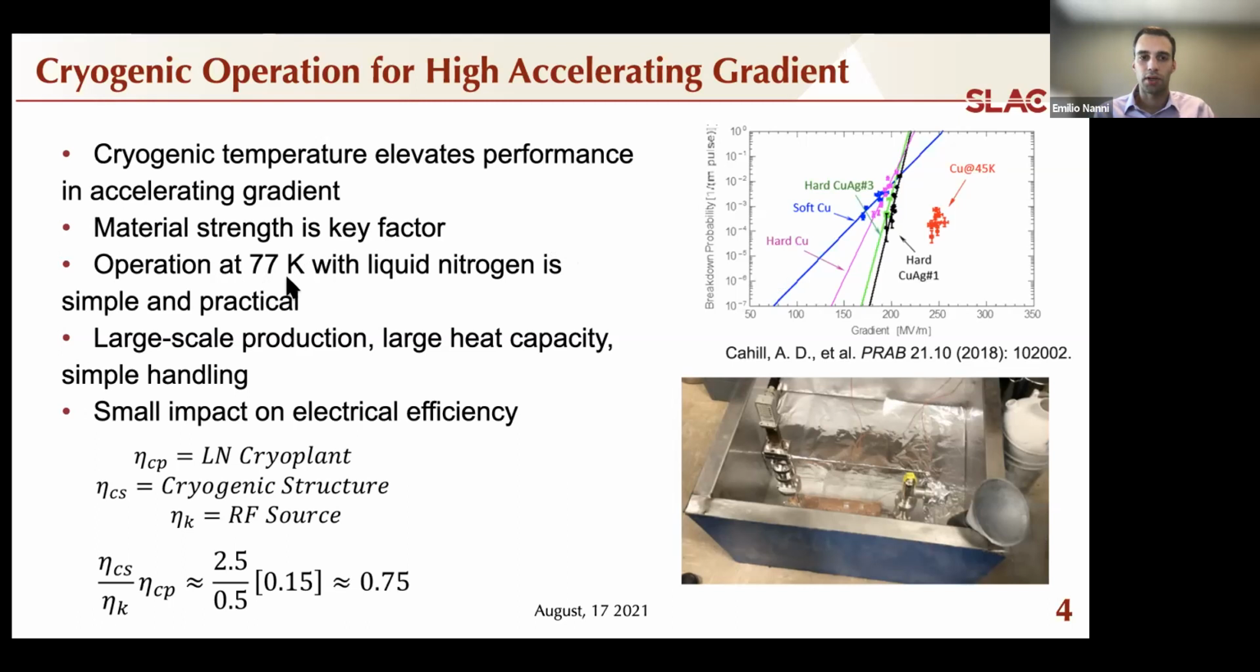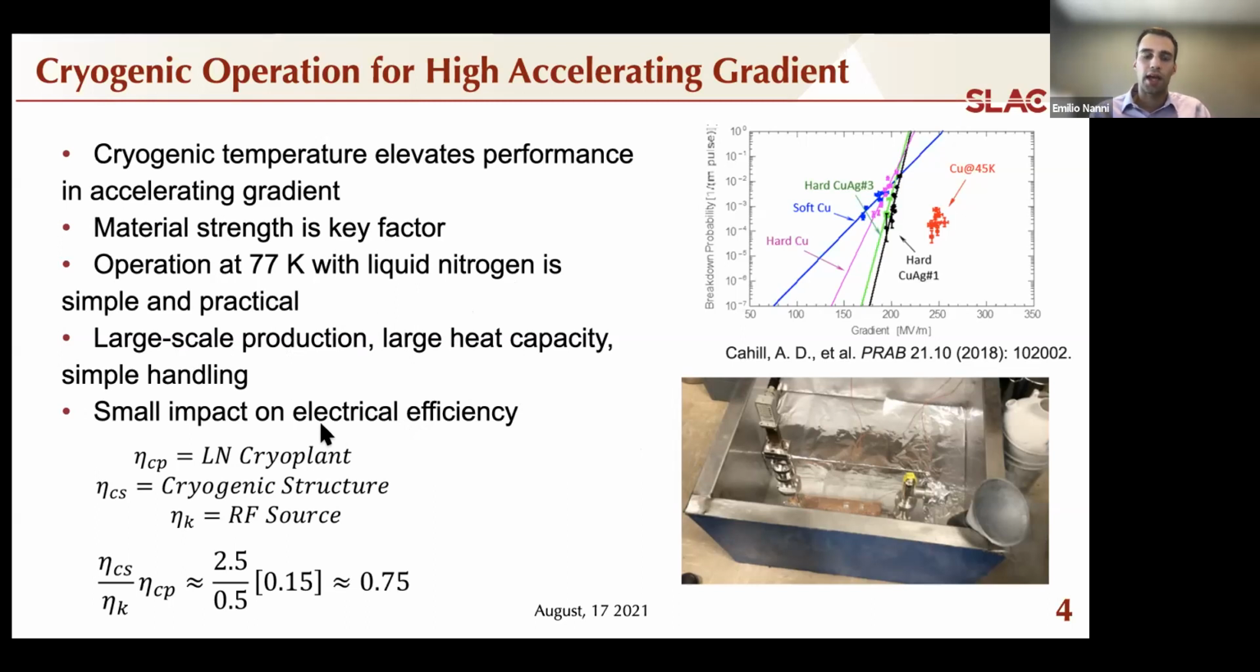Now, we are not proposing to operate these accelerators at 45 degrees Kelvin. We're actually planning to work closer to 77 degrees Kelvin, with structures that are immersed in liquid nitrogen, as is shown here in this little lab setup. You can see the copper structure immersed in LN here. And the reason for that is several-fold. First off, there's large-scale production of liquid nitrogen. It has a great heat capacity, so it's good for cooling the structures when there's high-power RF going into them. And overall, it actually has a relatively small impact on the electrical efficiency.